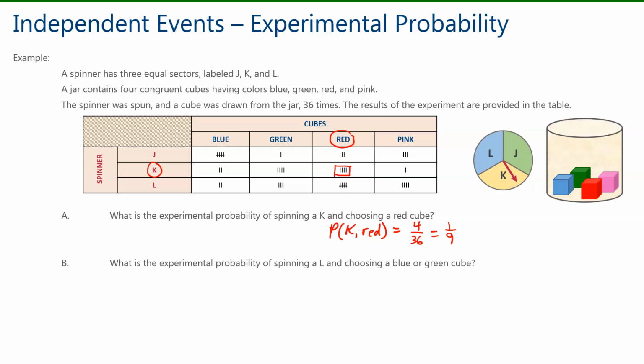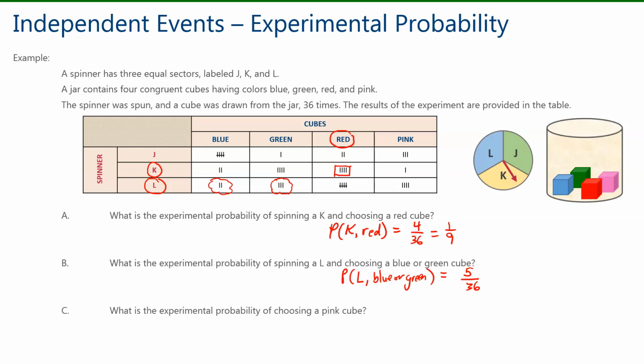B, what is the experimental probability of spinning L and choosing blue or green? I know it's going to be out of 36. I look for my row of L, and then it can be either blue or green. I add both of those tallies and I get 5. So my experimental probability is 5 out of 36, which cannot reduce. And I'm only putting my probabilities here as fractions. Not going to bother to put them in all the forms.